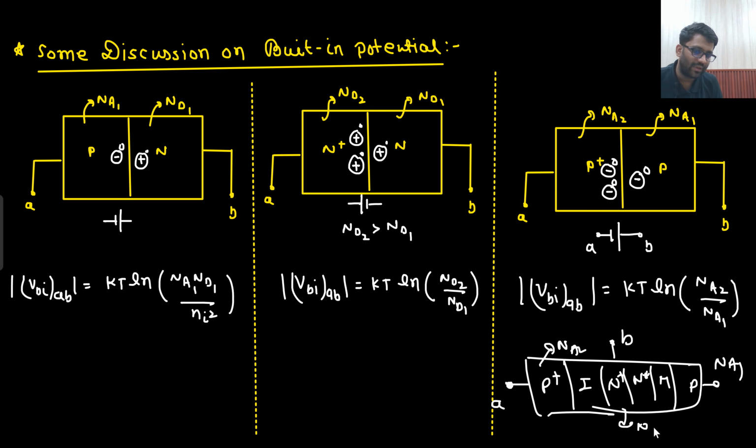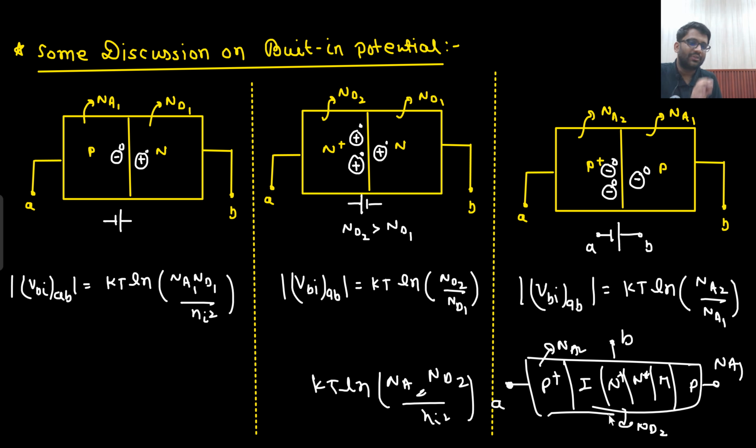Sir, for this N plus the doping is Nd2. So what will be the answer? Sir, KT ln Na2 Nd2 divided by Ni square. That means your effective junction would become a P plus and N plus junction. If I ask you between A and C, then your effective junction would become P plus and N plus plus. Are you able to understand this point? So the 2 points where you are finding the built-in potential, that would be your matter of concern. Nothing else would be your matter of concern.